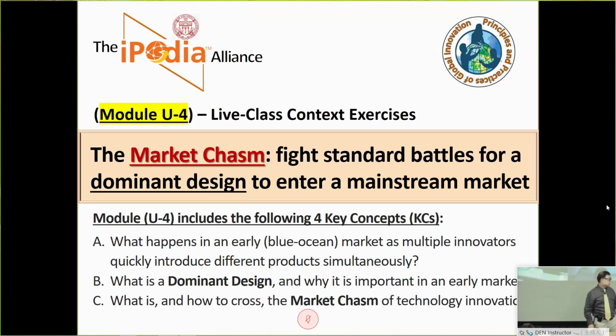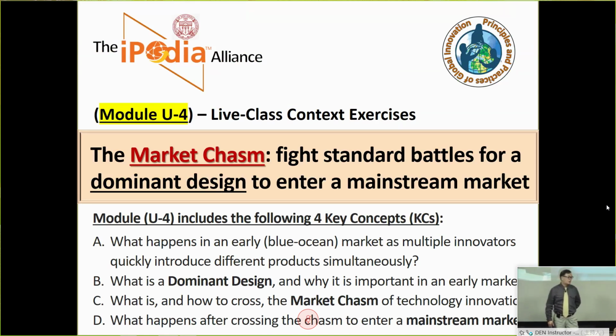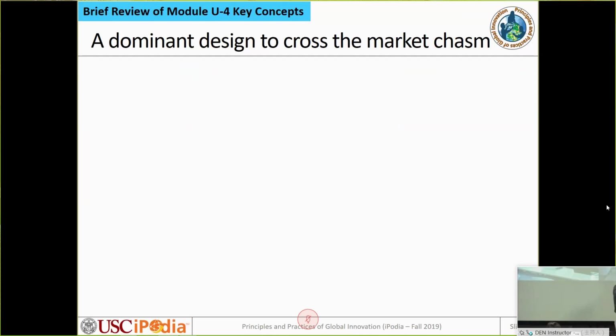And then how do you cross the market chasm? And finally, we will give you some idea about what happens after you cross the market chasm. The last concept will be the preparation for you to move into module 5, where we are going to talk about the beginning of your mainstream market. So this module 4 is the last module we will talk about the early market. After that, we assume you succeeded and you will enter mainstream market in module 5. If you fail to cross the chasm, you will then leave the market, or you will have to go to another market to fight for a different dominant design. Okay? So I will now only give you one slide to review the whole 4 key concepts, and then we'll move into the case study.